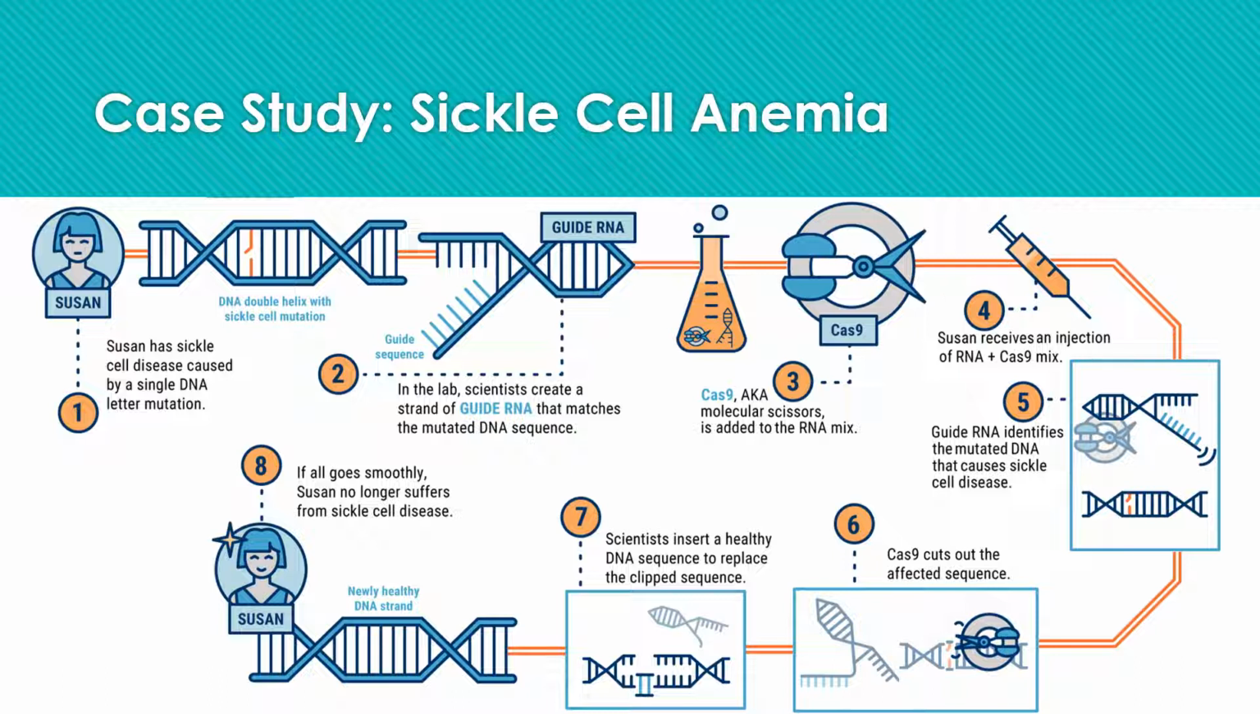The Cas9 can then go in and cut out that affected sequence, and as long as the scientists have also given in that injection a healthy DNA sequence of the correct gene, then Susan's cells will be able to repair that cut the Cas9 made with the correct DNA sequence in there. In theory, if all goes smoothly, Susan's DNA has been edited from an incorrect mutated version to the correct version, and she would no longer be suffering from sickle cell disease. So this isn't necessarily something that's happening, but in theory, this is how we could apply this process.